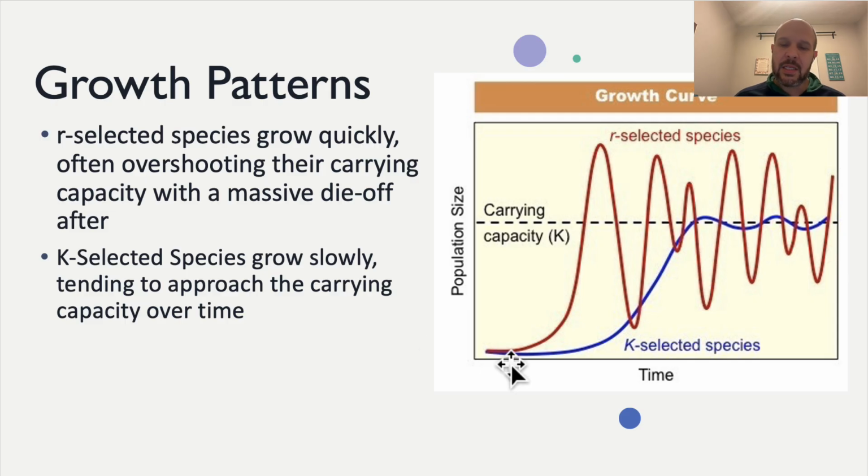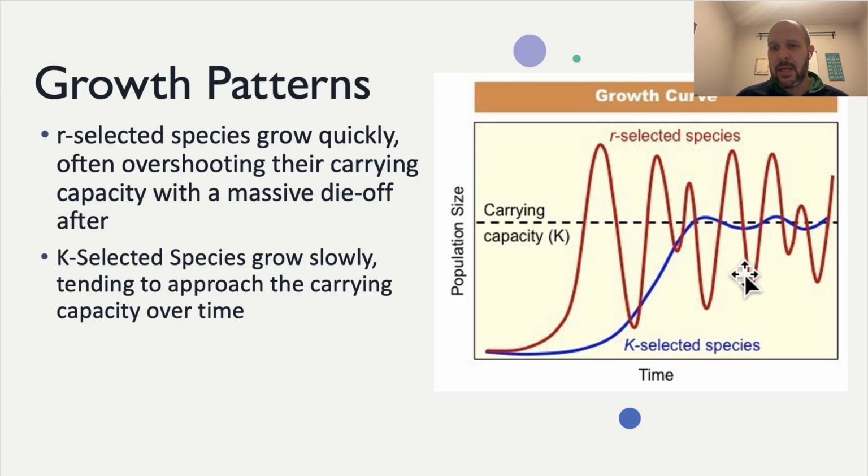And then you have K-selected species, where K stands for carrying capacity. So the reason why they're called K-selected species is because those populations generally grow very slowly, and then as they approach their carrying capacity, they kind of just hover around there.